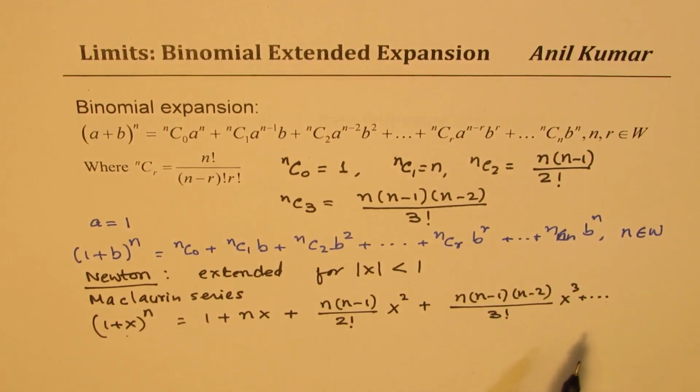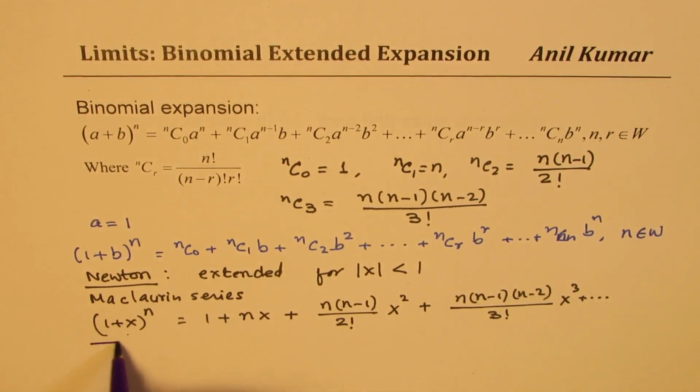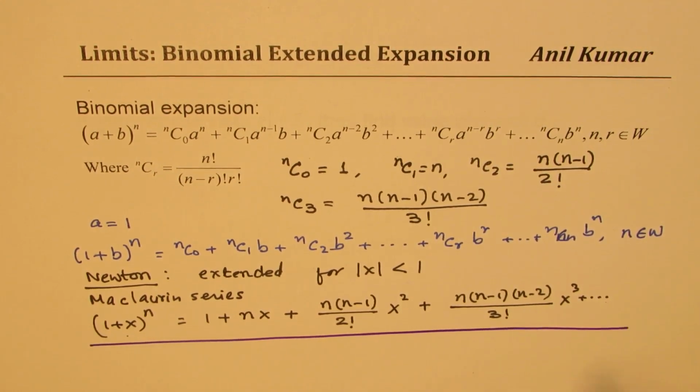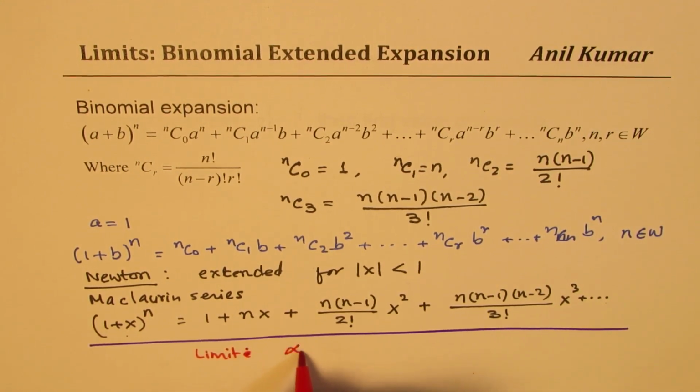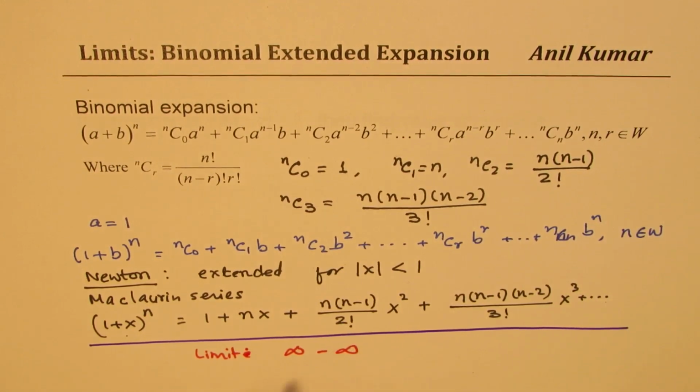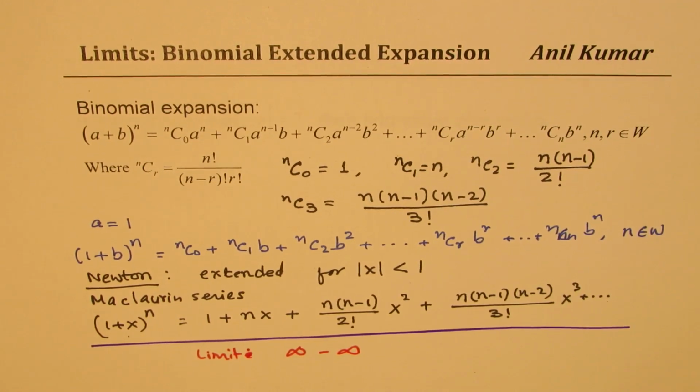So that is the extension which we are going to use in most of the cases where a limit is very difficult to find. And you will soon learn that whenever we have a limit which will be of the type infinity minus infinity, there is an indeterminate. We'll use this particular series to solve. Perfect. So with that, let's now solve our question.